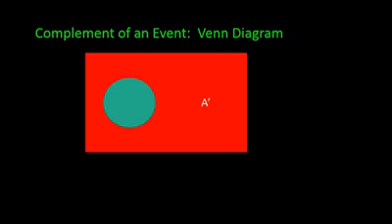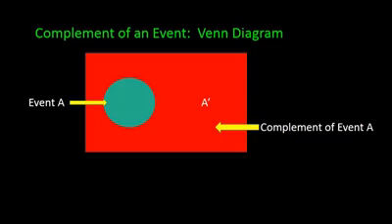Let's talk a little more about the complement of an event. Here's a diagram called a Venn diagram, which helps us to visualize this concept. Let's say that the blue circle is event A, then everything else around the circle contained in the red rectangle would be A prime, or the complement of A.